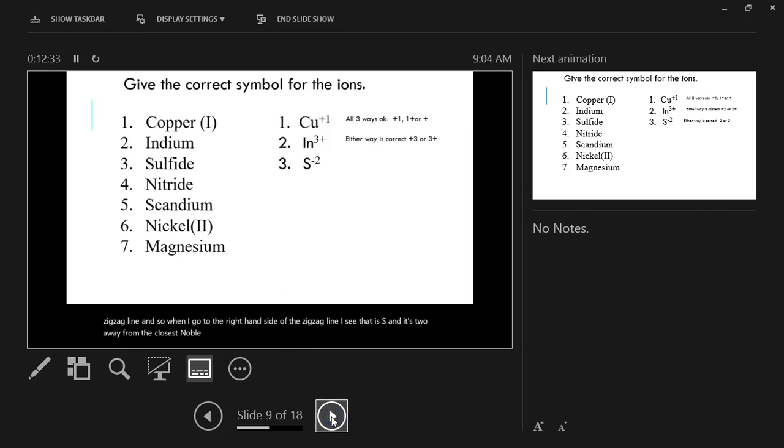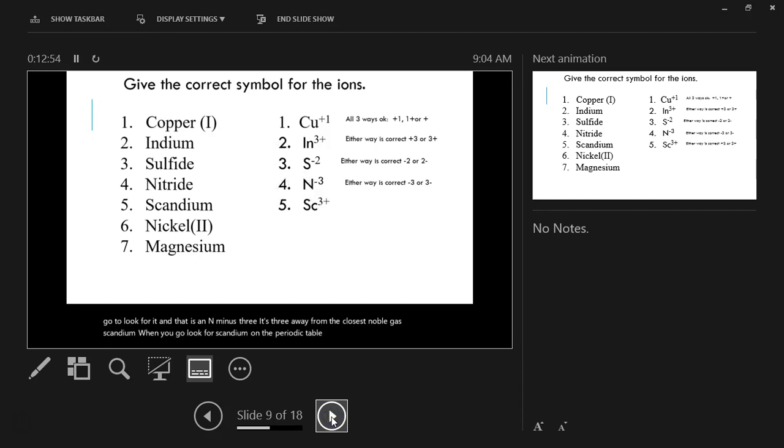So that is S minus 2. Nitride, the -ide also once again tells me it's on the right-hand side of the periodic table when I go to look for it, and that is an N minus 3. It's 3 away from the closest noble gas. Scandium, when you go look for scandium on the periodic table, you'll notice that there's only one choice for scandium. It is a plus 3.